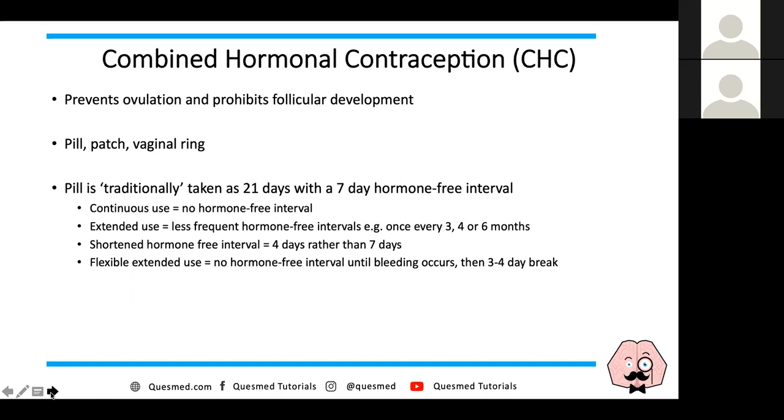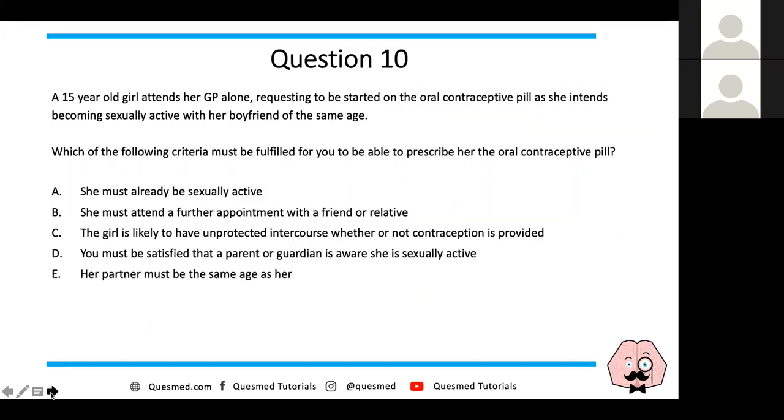Thinking about safeguarding issues, a few people have commented on the worries of this 15-year-old having sex with someone older than her. I know the scenario does say her boyfriend of the same age. The question here is, would I still prescribe the pill if the boyfriend was older, if the boyfriend was 18, if the boyfriend was 19? Yep, I would. But I would obviously want to be thinking about child protection involvement there.